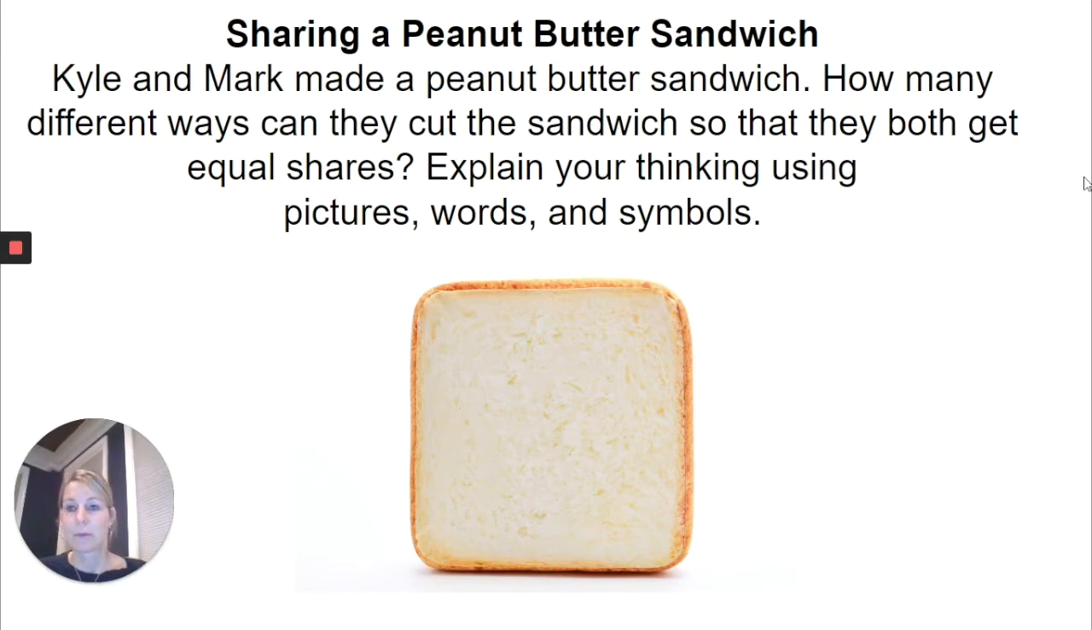Sharing a peanut butter sandwich. Kyle and Mark made a peanut butter sandwich. How many different ways can they cut the sandwich so that they both get equal shares? Explain your thinking using pictures, words, and symbols.